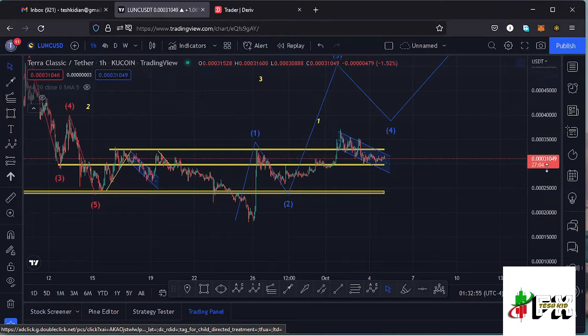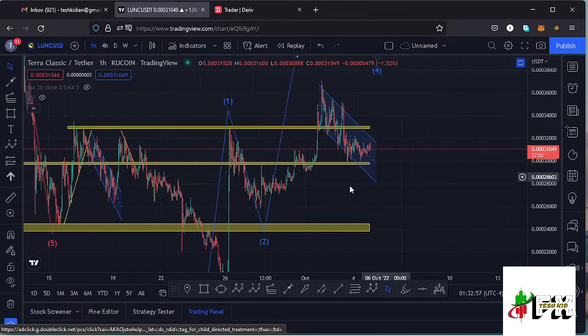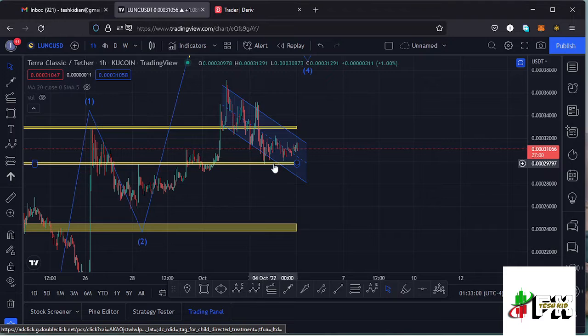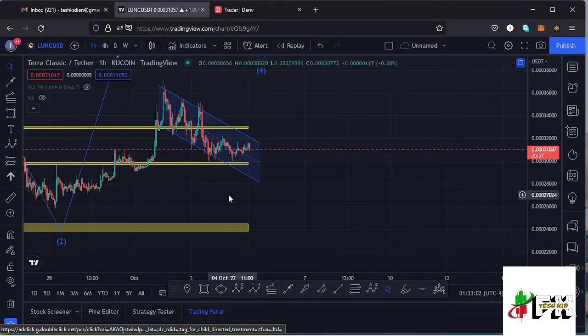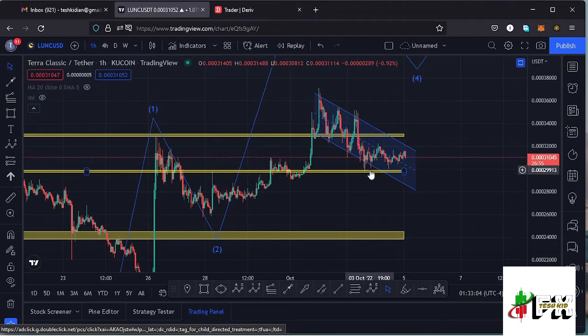and we have lost key areas of support, but at the key area of support at around the $0.00029 mark, we found support, and we are seeing a bit of support and a bit of a bounce to the upper side over here.